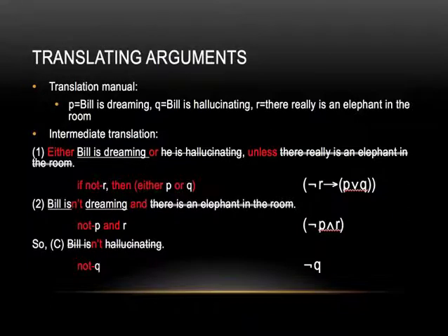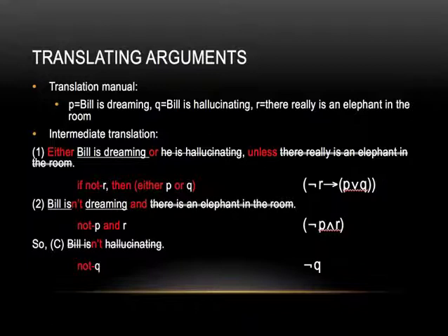Applying those translation principles to our target sentence, we then get the final translation. For sentence 1, negation R arrow, P V Q, notice the parentheses telling us the scope of these two operators. For this sentence, the arrow is the main operator of the sentence, and the V is secondary, governing only the consequent of the conditional. For sentence 2, we translate negation P, wedge R, and for the conclusion, negation Q.